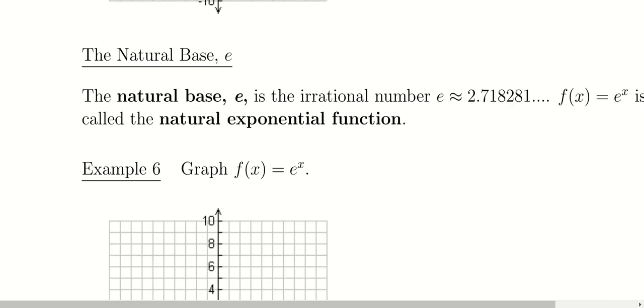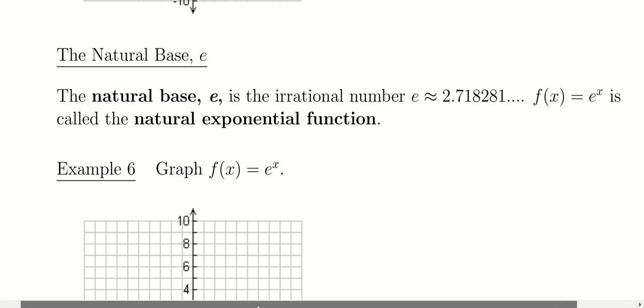One of the most important bases that occurs a lot in the natural sciences is the natural base e. The natural base e is actually a number. It represents the number 2.718281, etc. And the exponential function whose base is equal to the natural number e is called the natural exponential function.